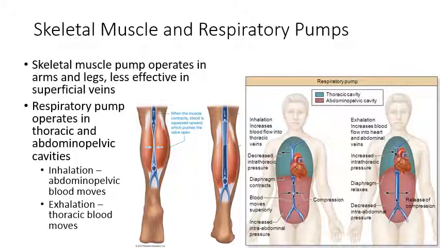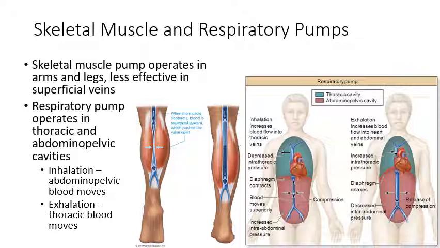So now for the skeletal muscle pump and the respiratory pumps that are really crucial for driving the flow of blood in the veins where you don't have a blood pressure gradient of any significance. So the skeletal muscle pump is mostly operating in your limbs, your arms and your legs. The respiratory pump is for your torso, the thoracic and abdominal pelvic cavities.